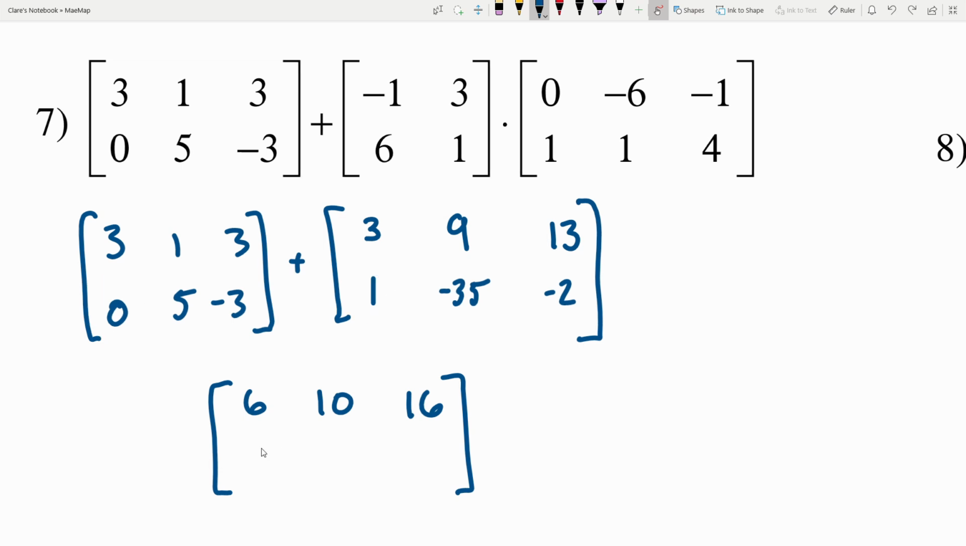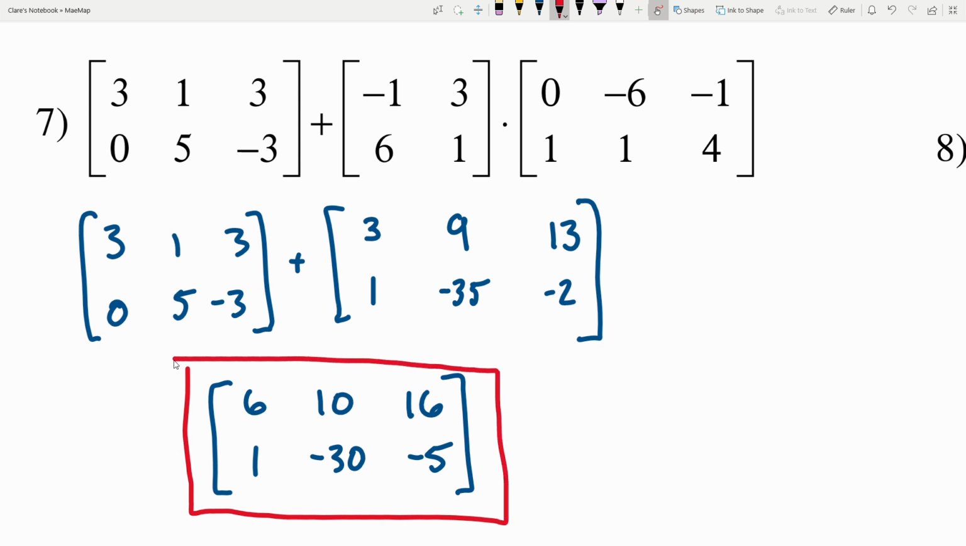0 plus 1 is 1. 5 plus -35, or 5 minus 35, is -30. And then -3 plus -2, -3 minus 2, is a -5. And there's my solution for number 7. 6, 10, 16, 1, -30, -5, or reading by columns, 6, 1, 10, -30, 16, -5.